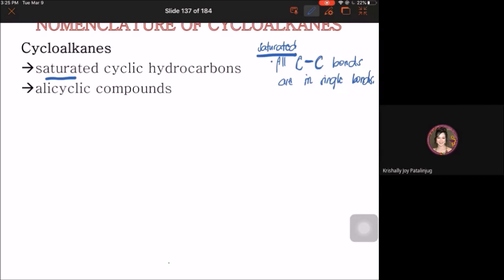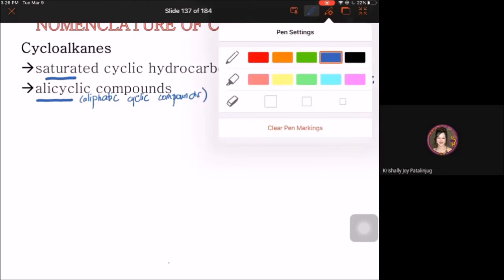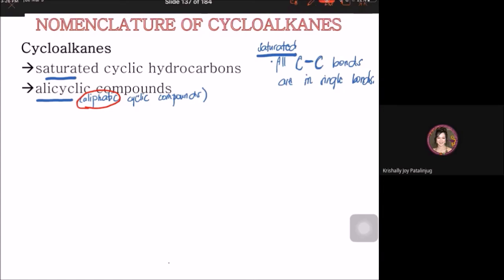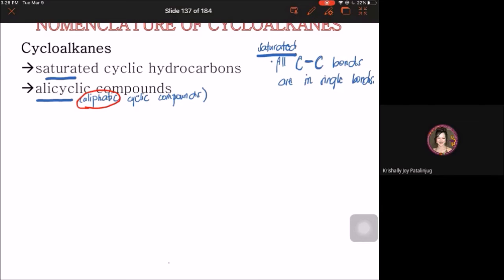Another thing to note about cycloalkanes, they are considered alicyclic compounds. Ibig sabihin, isa siyang aliphatic cyclic compounds. Okay? Now, when you say aliphatic, it is one of the classification of hydrocarbons. Okay? Again, when we say aliphatic, that is one of the classification of hydrocarbons.